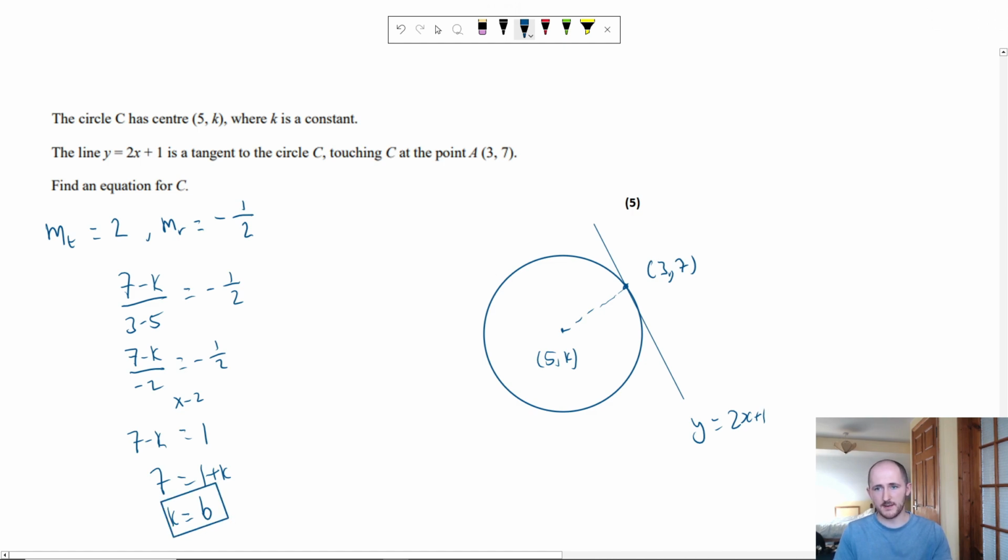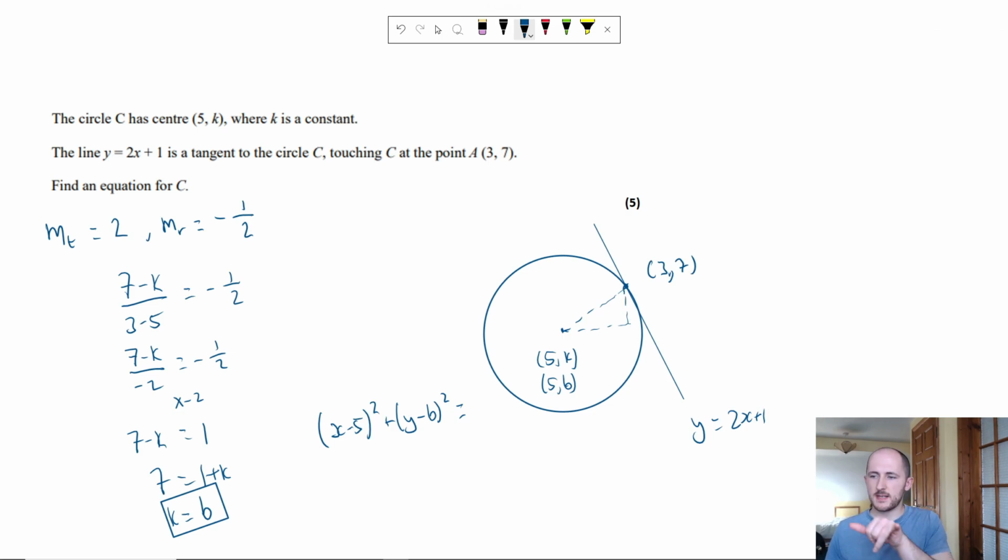We're almost done. Now we actually know what the centre is. The coordinates here are going to be 5, 6. So in other words, we have x minus 5 squared plus y minus 6 squared. And what does it equal? It equals the radius squared. How do we work out the radius? We do Pythagoras' theorem. So what's the difference in the x coordinates?